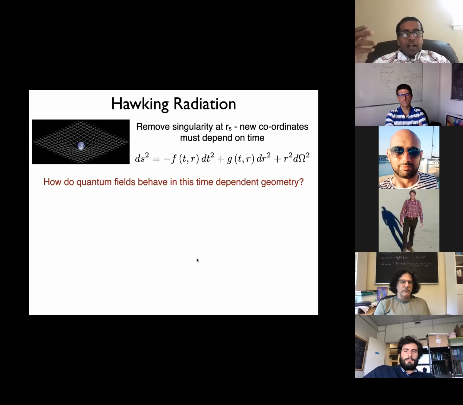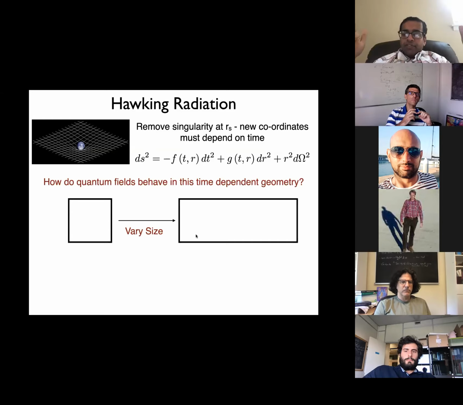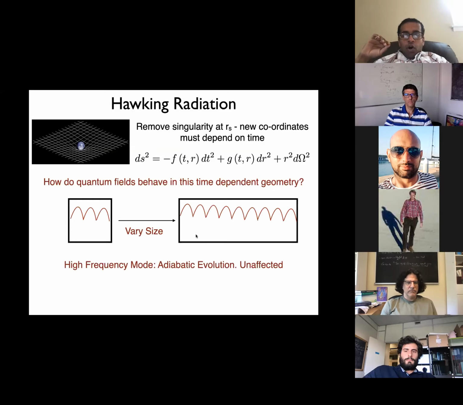And we can try to understand how quantum fields behave in this time-dependent geometry through simple particle-in-a-box style arguments. So I take a box and I'm going to vary its size. And I'm interested in how oscillators of different kinds behave in this case. There are two kinds of modes you can be interested in. A high frequency mode, high frequency relative to the rate at which I change the box. If the box is changing slowly compared to the frequency, then of course the evolution of this mode is given by adiabaticity. So a high frequency mode, if it's in the vacuum state in one box, goes to the vacuum state in the other box. That is the adiabatic evolution.